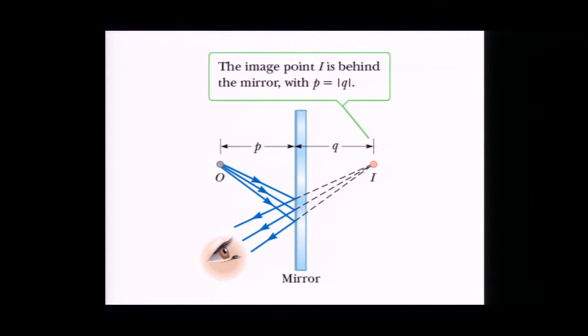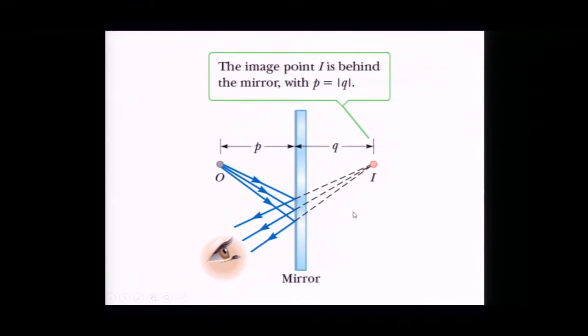So when we're dealing with mirrors, now we're jumping into the next chapter, I think it's chapter 23, and we want to look at some conventions. Basically, this is going to be called the real side of the mirror, and this is going to be called the virtual side of the mirror. Virtual means that we're going to perceive that it's there.